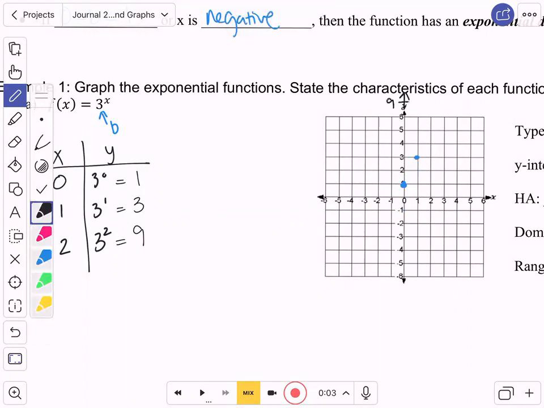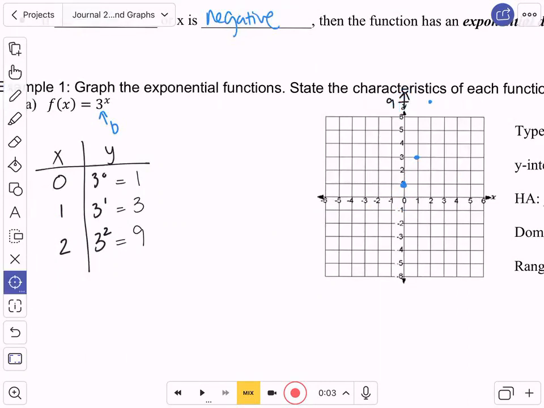So I'm going to extend my y-axis a little bit, and then at 2, I'm going to try to hit it at 9. I've just extended it and marked it at 9. You don't have to be perfect and extend it all the way out. Just mark where it's supposed to be. And from here, I can draw the graph.